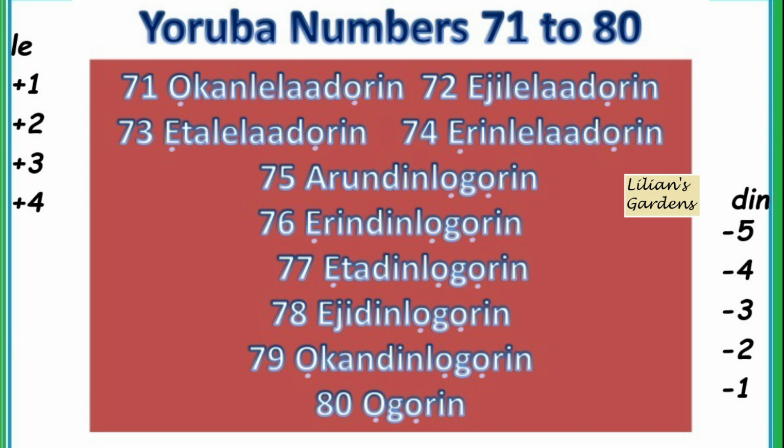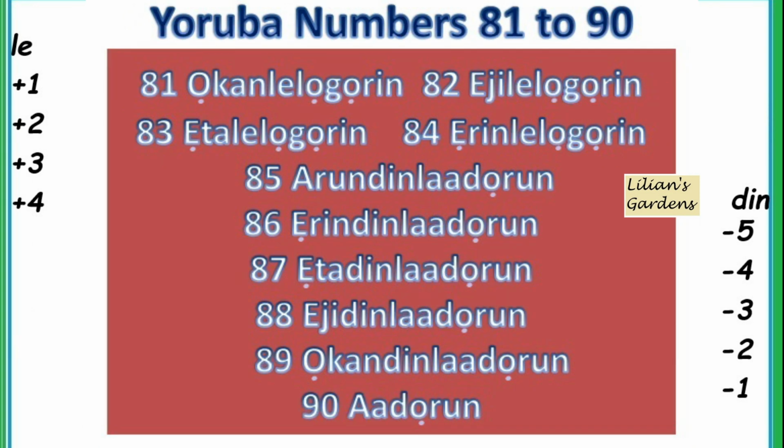Ọ̀kándínlọ́gọ́rin. 80. Ọgọ́rin. Ogún mẹ́rin. 81. Ọ̀kànlélọ́gọ́rin. 82. Èjìlélọ́gọ́rin. 83. Ẹ̀tàlélọ́gọ́rin. 84. Ẹ̀rìnlélọ́gọ́rin. 85. Àrúndínláàádọ́rùn. 86. Ẹ̀rìndínláàádọ́rùn. 87. Ẹ̀tàdínláàádọ́rùn. 88. Èjìdínláàádọ́rùn. 89. Ọ̀kándínláàádọ́rùn. 90. Àádọ́rùn. 10 away from ọgọ́rùn.